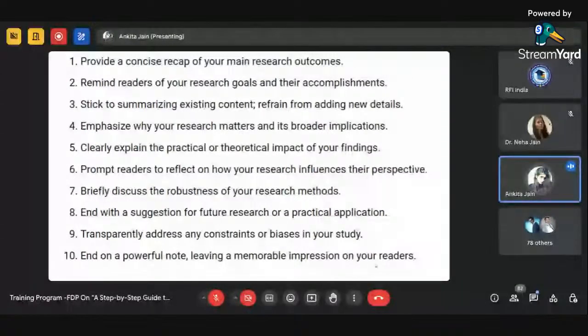Then clearly explain the practical or theoretical impact of your findings, right? Briefly discuss your research methods, suggestions, future research scope, and also transparently address the constraints, whatever biases and limitations were there, and end with a powerful note. Leave a memorable impression of your study. Be concise, but be specific, and it should cover whatever you have done in your study.